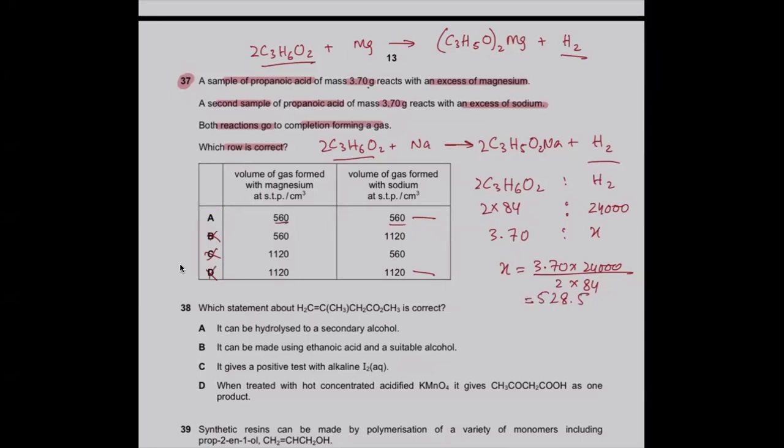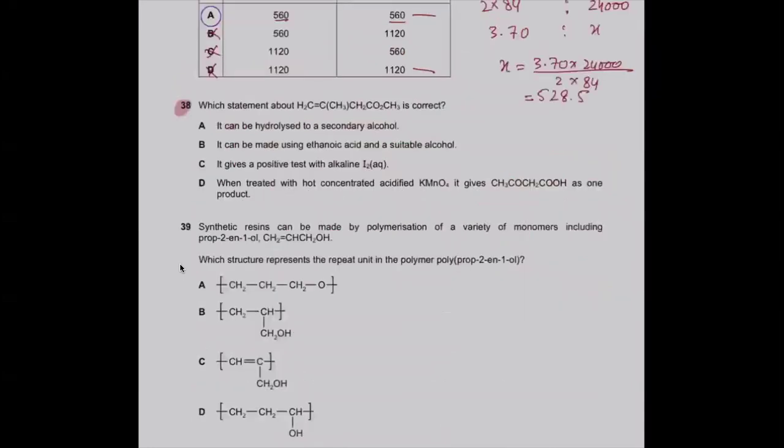Okay. MCQ number 38. Which statement about this is correct? It has a carbon-carbon double bond and an ester. It can be hydrolyzed to produce secondary alcohol. Yes, it can be hydrolyzed, but not to a secondary alcohol. It will give you primary alcohol because it's just CH3. So not secondary, but primary.